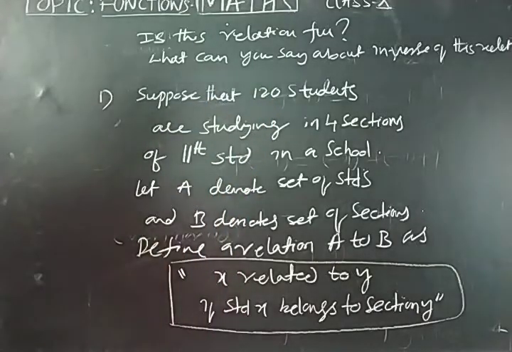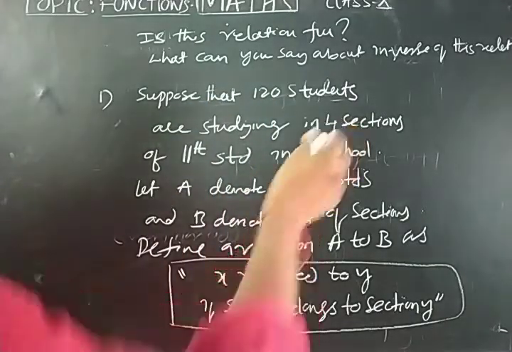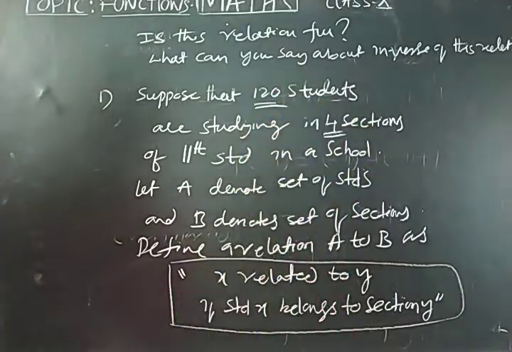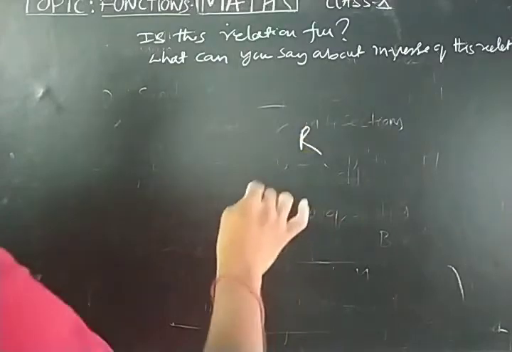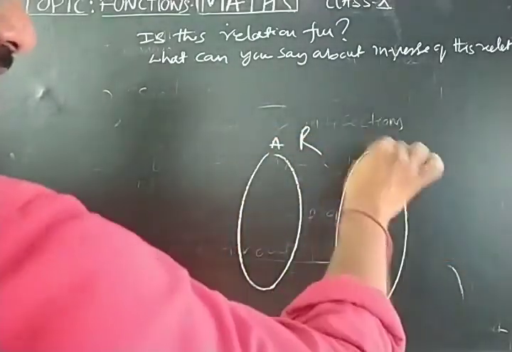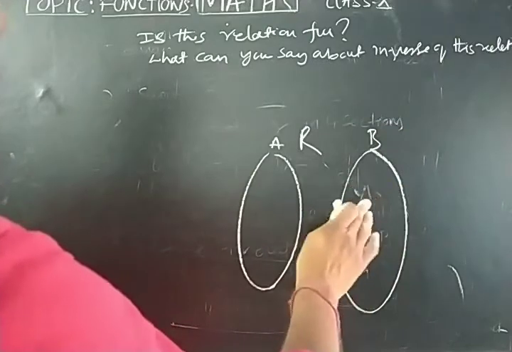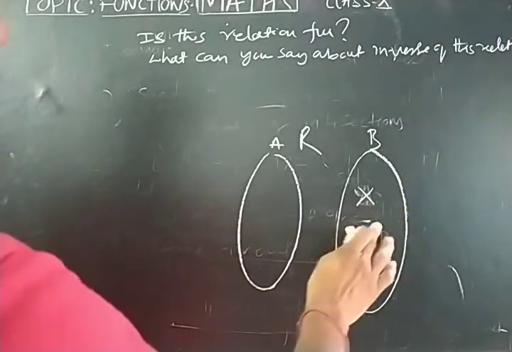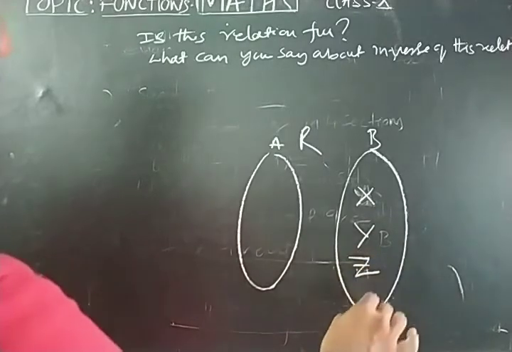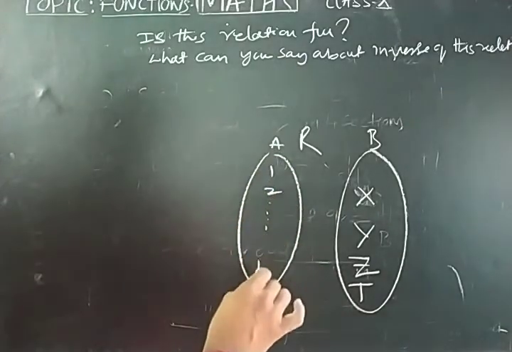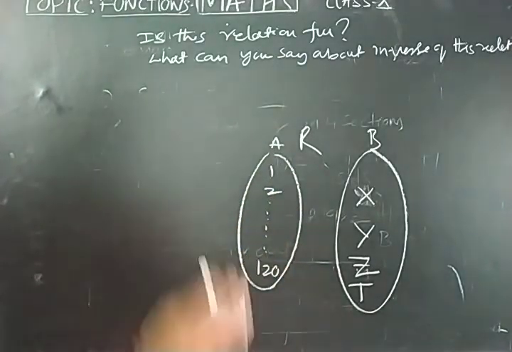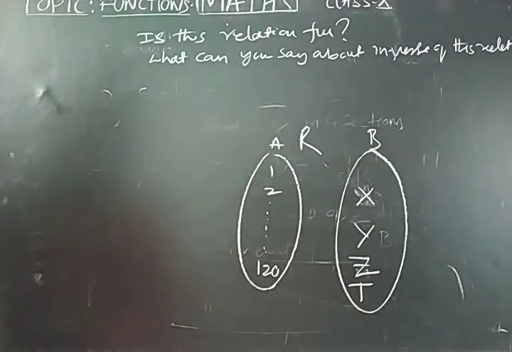See how many students there are: 120 students in set A. And how many sections? 4 sections in the codomain. We are taking A as the set of students and B as the set of sections. Suppose B contains X, Y, Z, T, the 4 sections, and A contains 1, 2, and so on up to 120 students, the 11th standard students of the school.